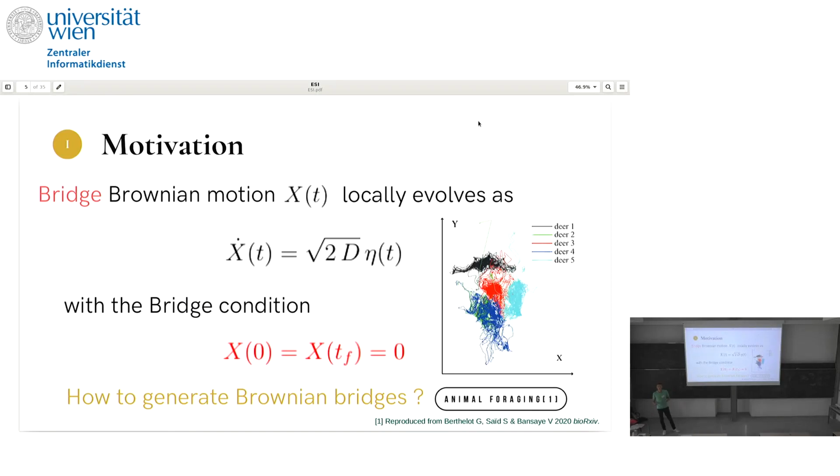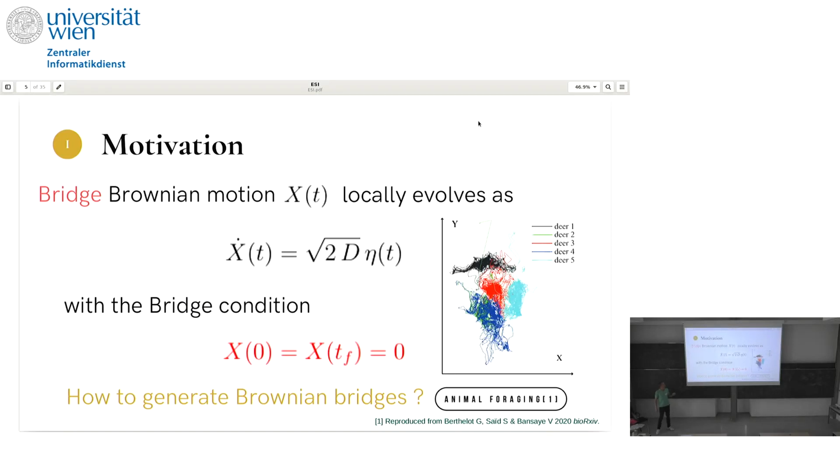The main question from a simulation point of view is how to generate those Brownian bridges. A naive idea would simply be to generate free trajectories and discard the ones that do not satisfy the bridge condition. However, these trajectories are rare, and therefore they occur with low probability, and this would be a waste of computational resources. So the question is: is there an efficient way to generate those Brownian bridges?